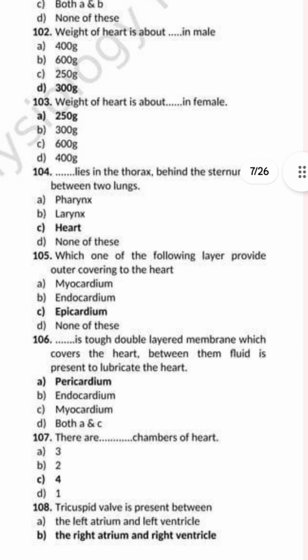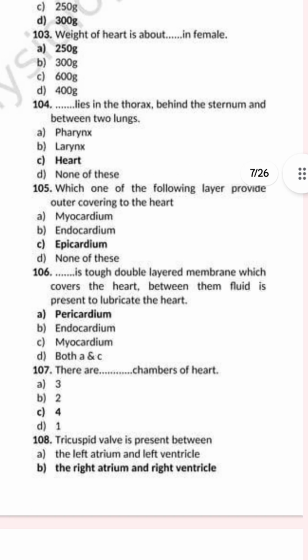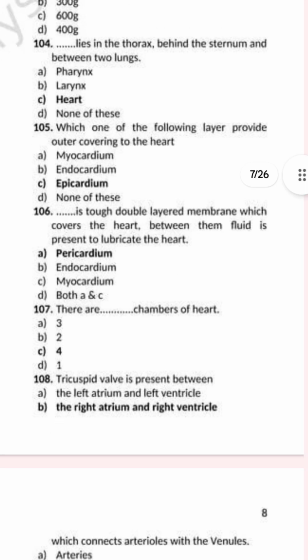Then dash lies in the thorax behind the sternum and between two lungs. Pharynx, larynx, heart, none of this. The answer is heart. Heart lies in the thorax behind the sternum between the two lungs. Then which of the following layer provides outer covering of the heart? Myocardium, endocardium, epicardium, none of this. The answer is epicardium. Epicardium is the outer layer of the heart.